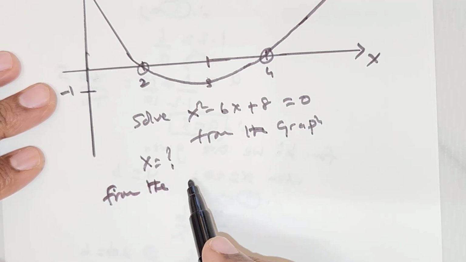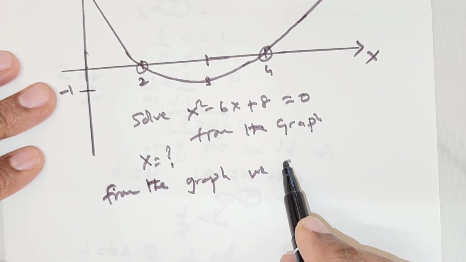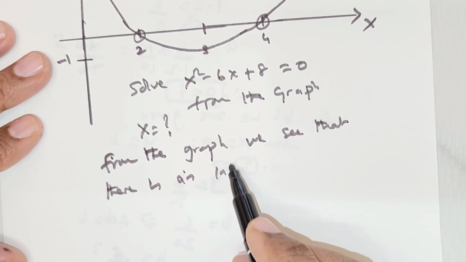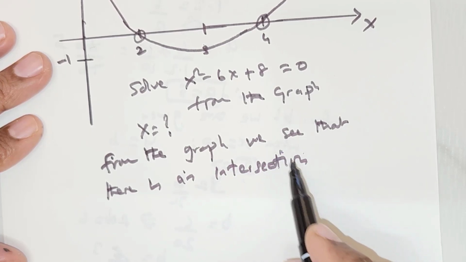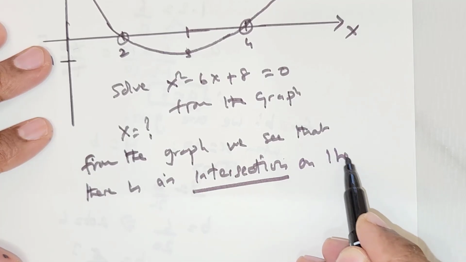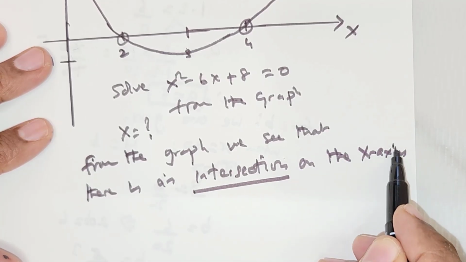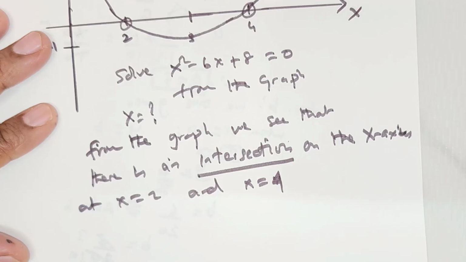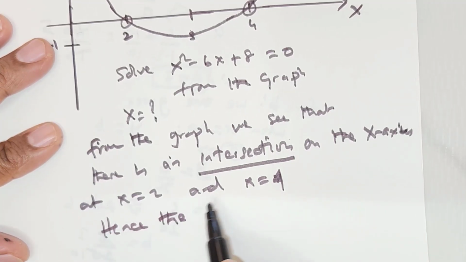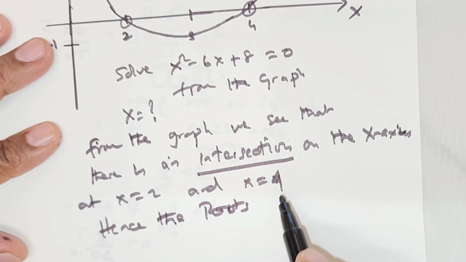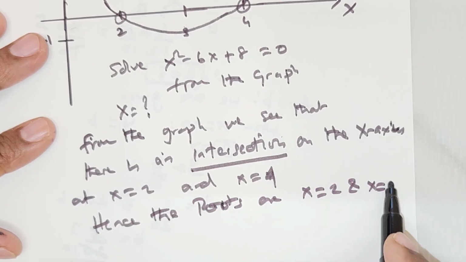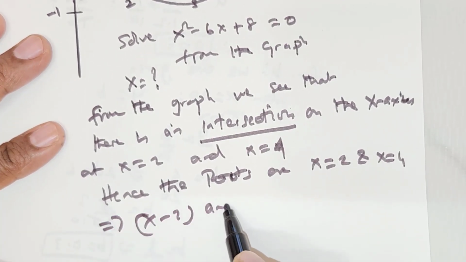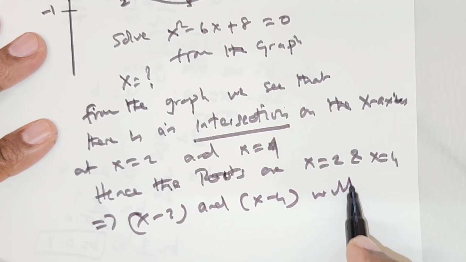From the graph, we see that there is an intersection. The keyword is intersection on the x-axis at where? At x is equal to 2 and x is equal to 4. Hence the roots are what? The roots are x is equal to 2 and x is equal to 4. So if x is equal to 2 and x is equal to 4 are the roots, x minus 2 and x minus 4 will be the factors.